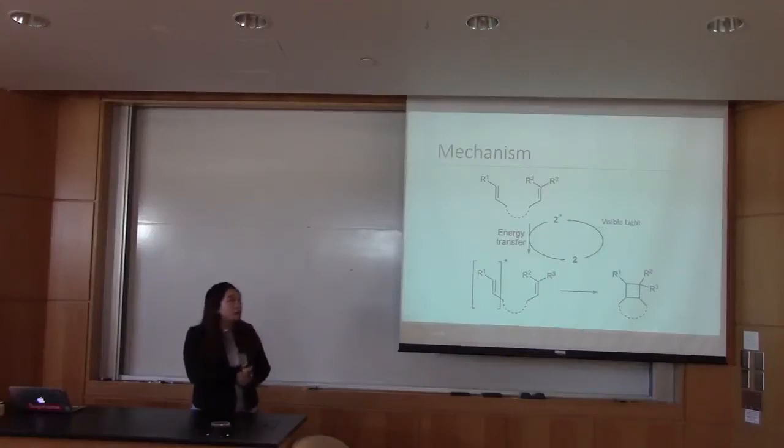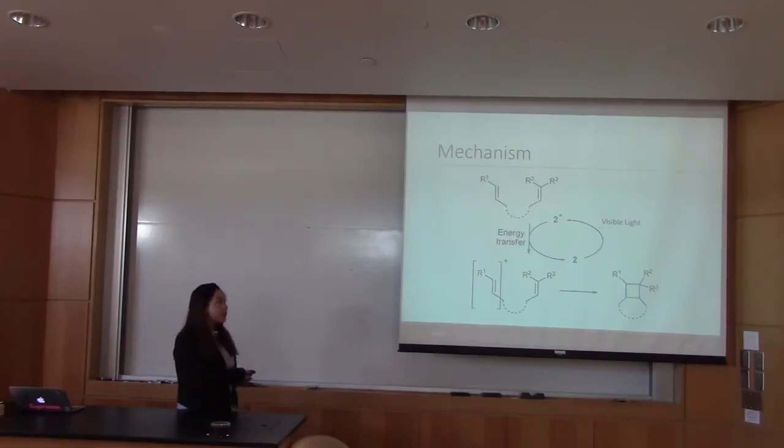And the mechanism of this reaction is very simple. First, the photocatalyst gets energy from the visible light, so the photocatalyst reaches the excited state. Then they do the energy transfer. It can transfer to this carbon-carbon double bond, reach the excited state and give the radical intermediate. And then it can react with another double bond and form the four-membered ring here.